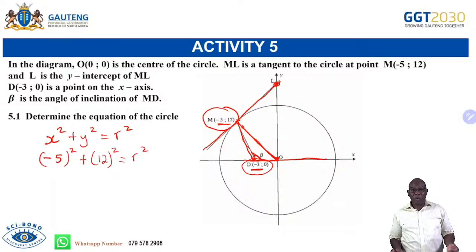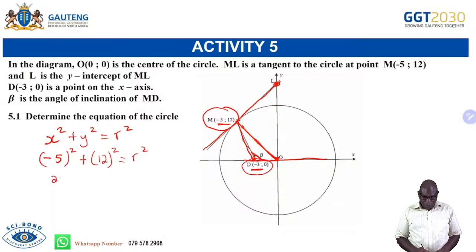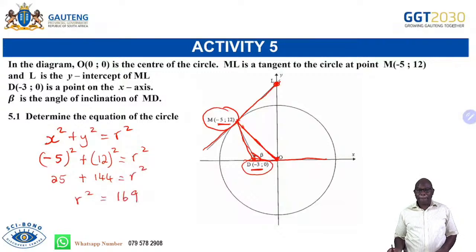For us to get the equation of the circle, we need r squared. Now, we're going to have a 25 here. We're going to have a 144 equals r squared. Therefore, my r squared is 169. They didn't ask us the radius, they asked us the equation of the circle. Therefore, the equation of the circle is x squared plus y squared equals 169.